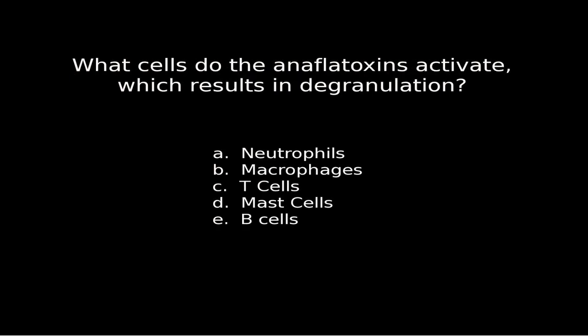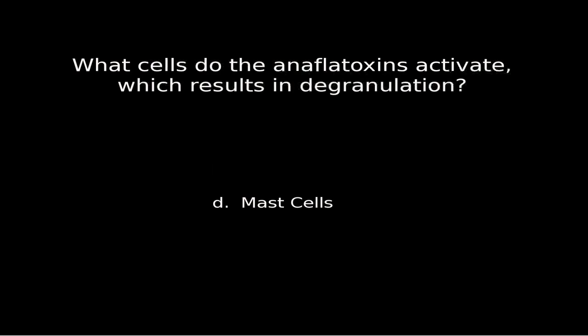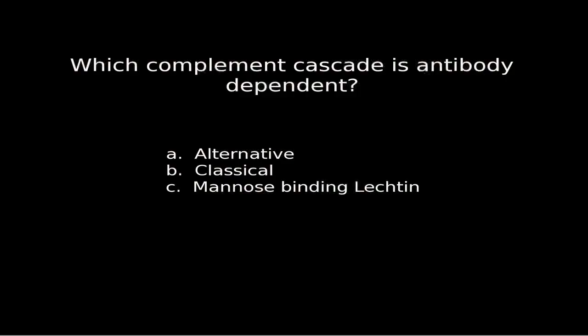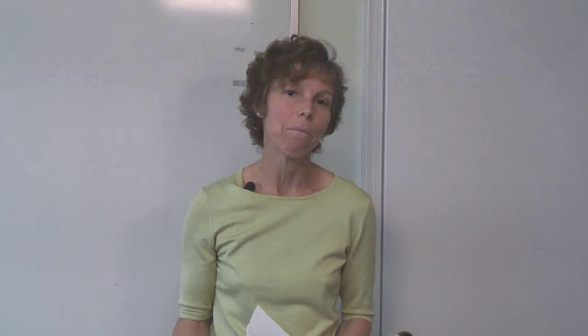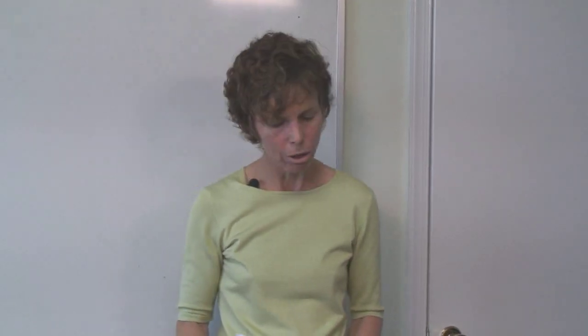Number 3 is, what cells do the anaphylatoxins activate, which results in degranulation? So we talked about that. That's answer D, the mast cells. You could add basophils to that if you wanted to as well, but that's not one of the answer choices. Number 4 is, which complement cascade is antibody dependent? So that, again, is classical. Which ones? IgM, IgG. Which is more effective? IgM. One IgM activates complement, whereas hundreds of IgG activate complement. In terms of classical complement.